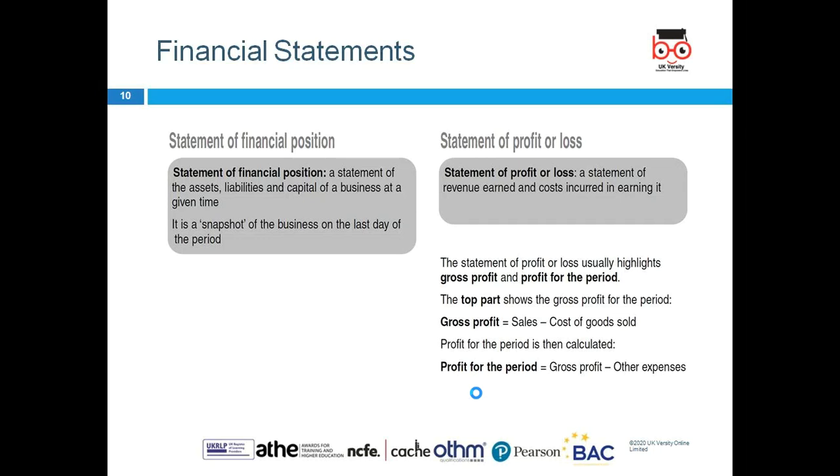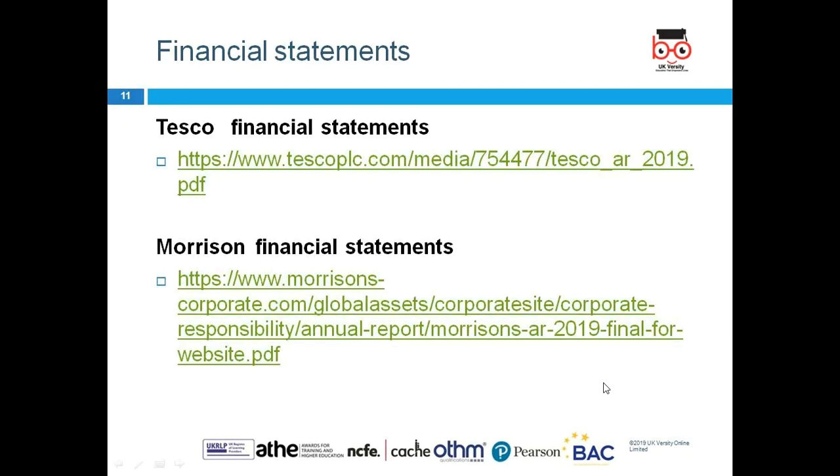Okay, next we're looking at the statement of financial position, which shows the assets, liabilities and capital. It is a snapshot of the business at the end of the period. And the profit and loss account shows this period only: how much expense, how much worth of goods we sold, which we call turnover or revenue, and how much it cost us. So sales minus cost of sales equals gross profit. Then we subtract other expenses from gross profit, so we get the profit for the year.